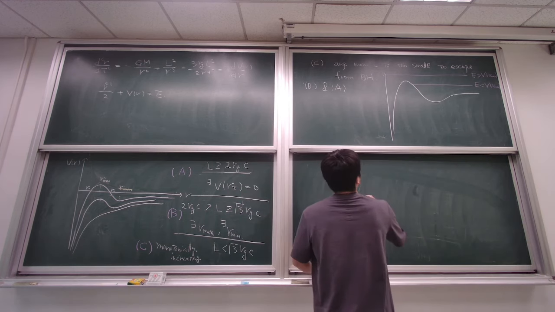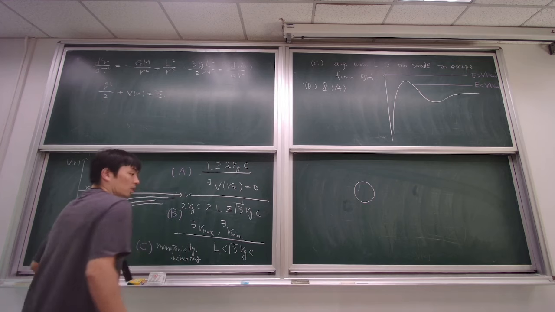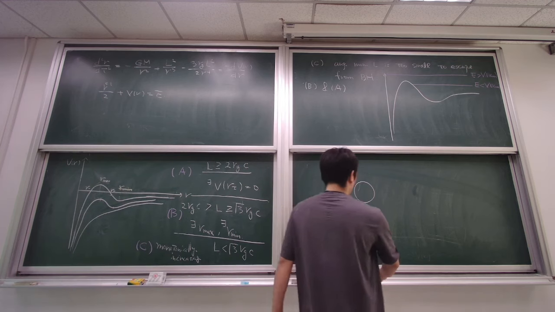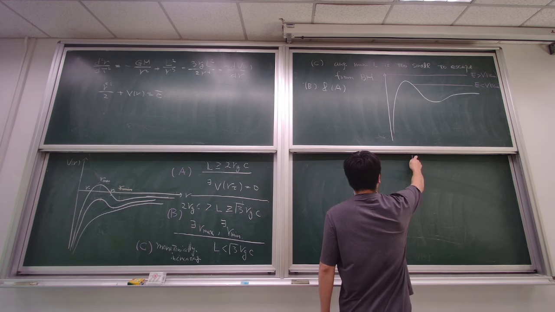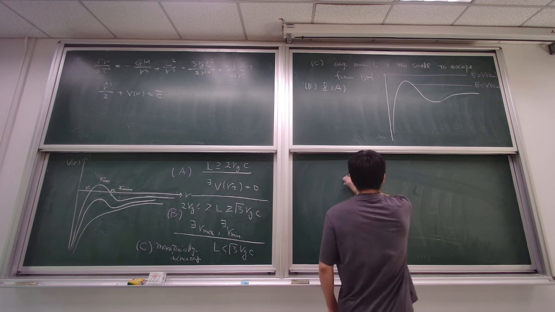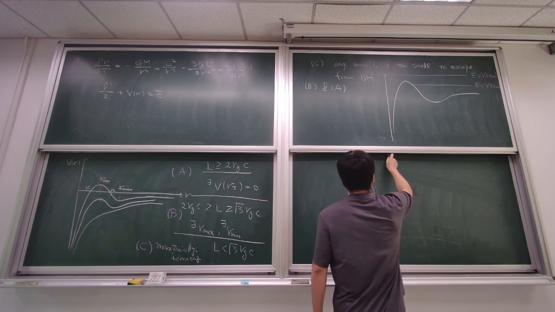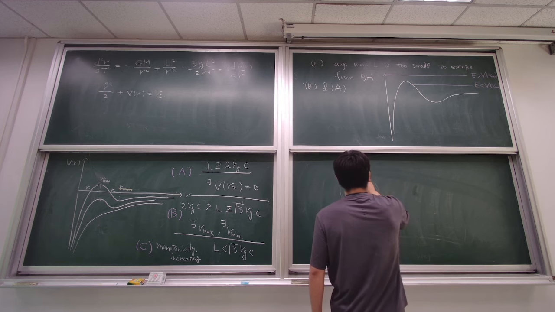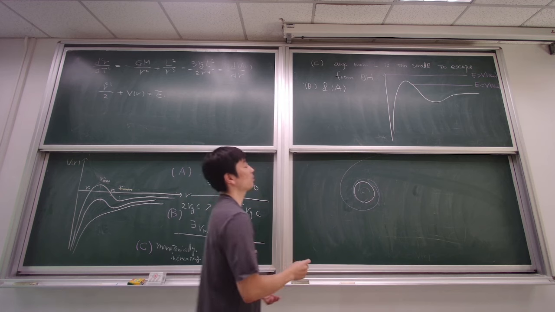So in the case of the first case, the initial RG is too strong, so eventually it is just absorbed like this way. So this is the first case.